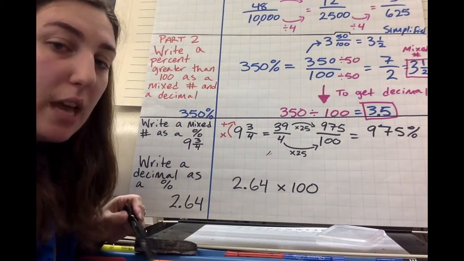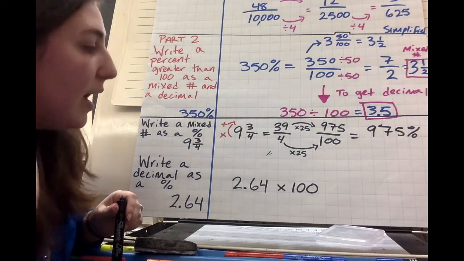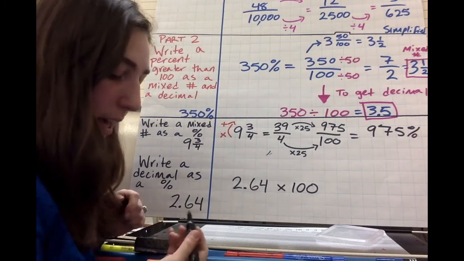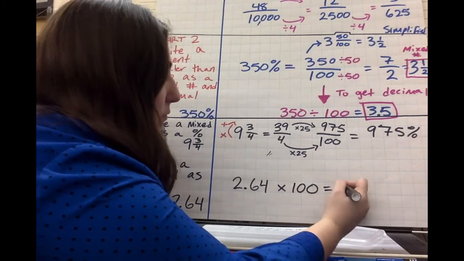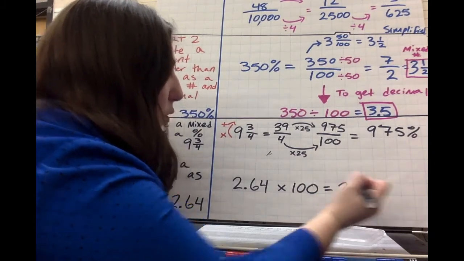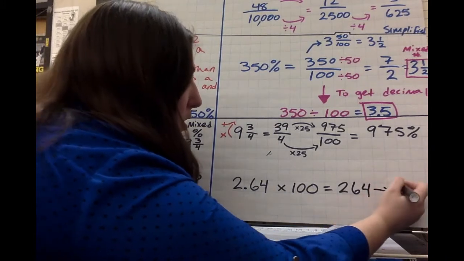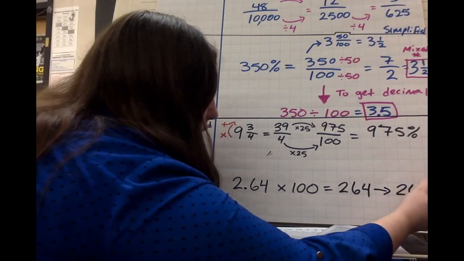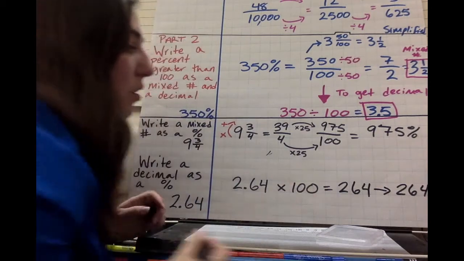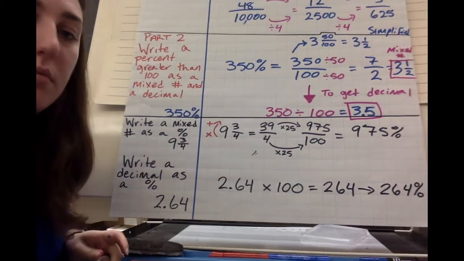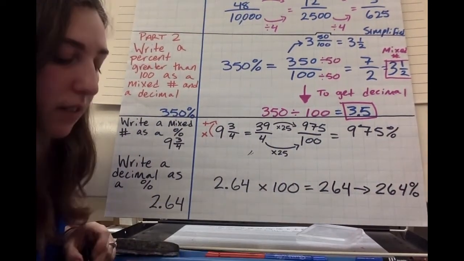So if you do that in your calculator, 2.64 times 100, you will get 264. So then we can just turn that into a percent. So 264%. Don't forget your percent sign.